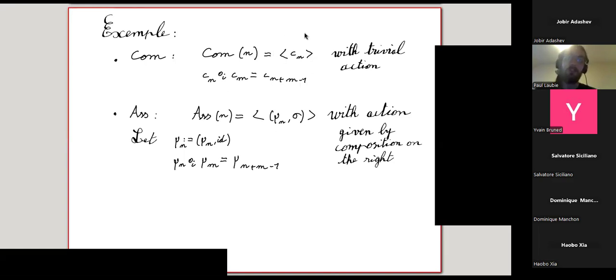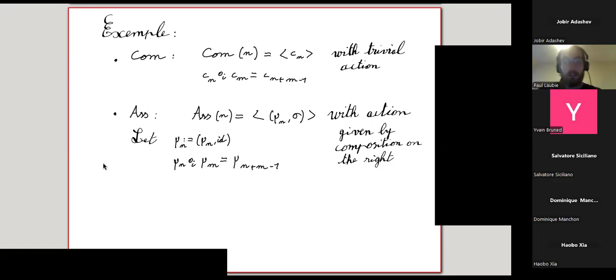The way to understand this is, well, if I have a commutative algebra and I have n elements of this algebra, the only way to compose them together is to multiply them. The order doesn't matter because the multiplication is associative, and the permutation of the letters doesn't matter because we are commutative.